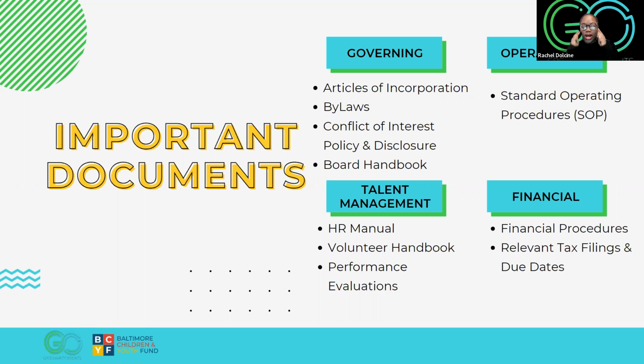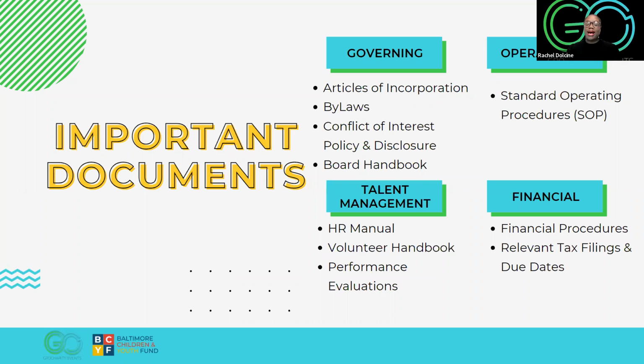You want to run a quality program. You want to run a quality organization, and that's going to mean accountability. And then financial. What are your financial procedures for issuing checks, for signing of checks? If someone needs a reimbursement, what's the process for that? Do you have a bookkeeper? What is the role of the chief financial officer?